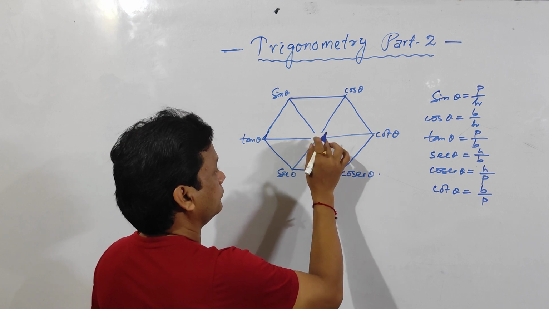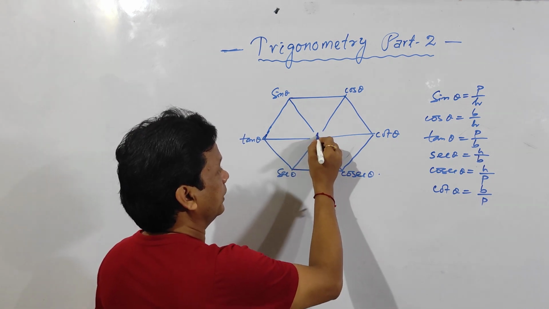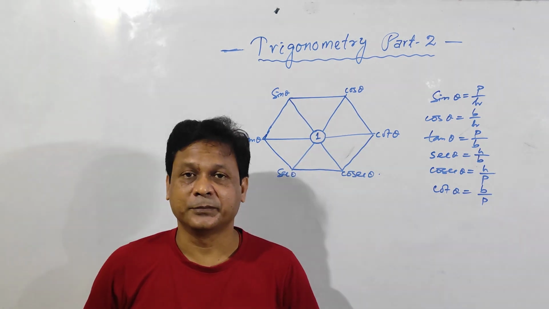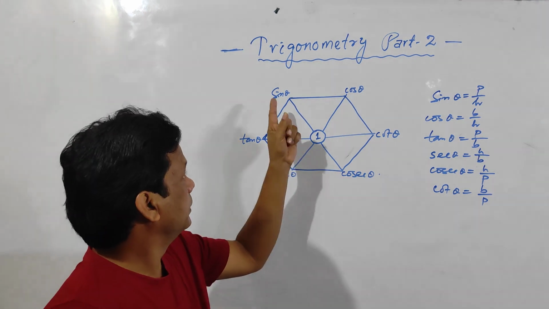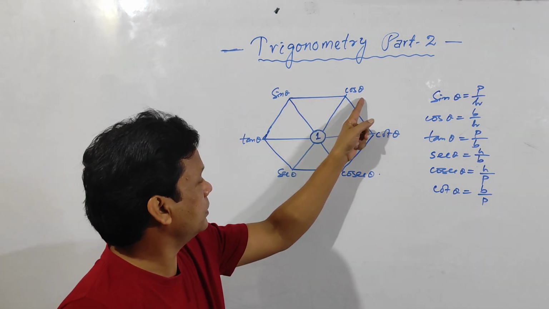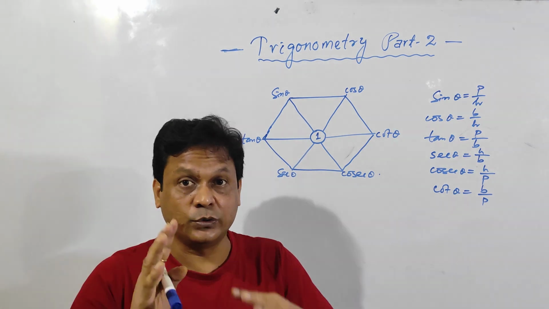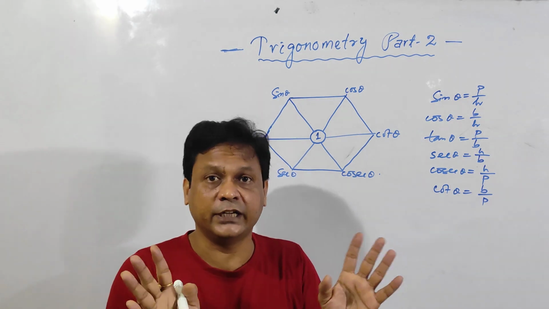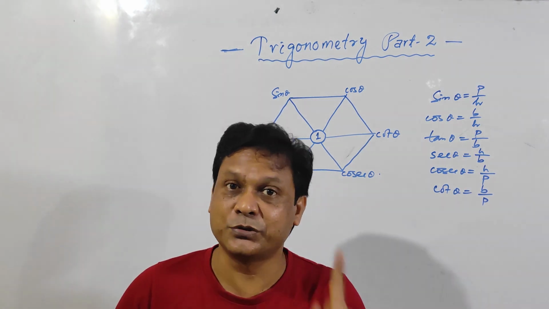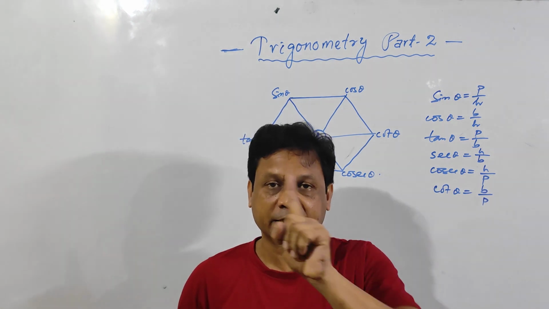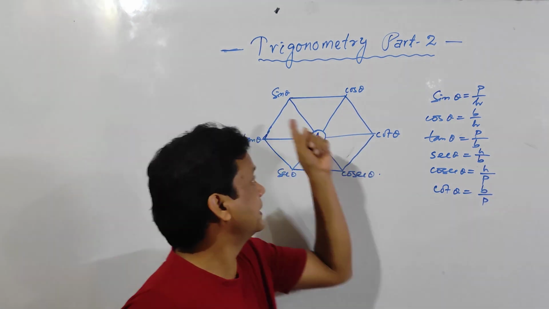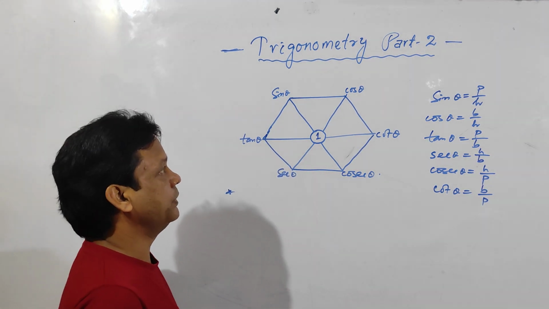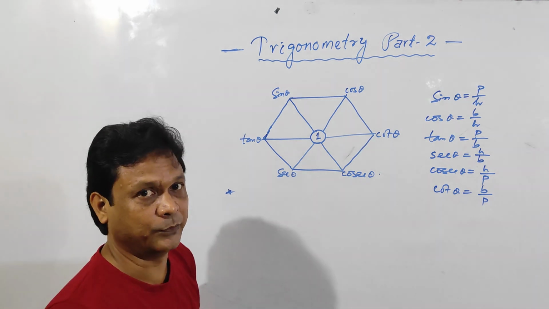Clear? And in the middle I am writing 1. Clear? So always remember, you should write in this order: sin cos, tan cot, sec cosec. You should not change the order. If you change the order, then you cannot derive the formulas. So you should remember sin cos, tan cot, sec cosec. Okay, so let us derive the first 6 formulas.